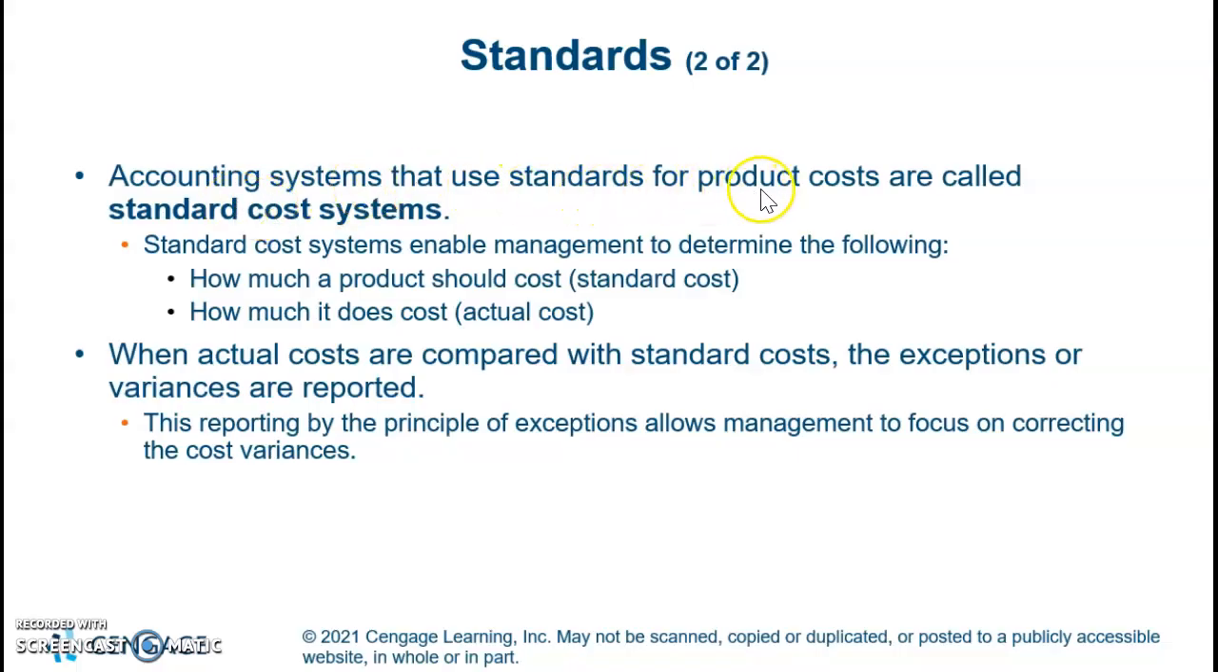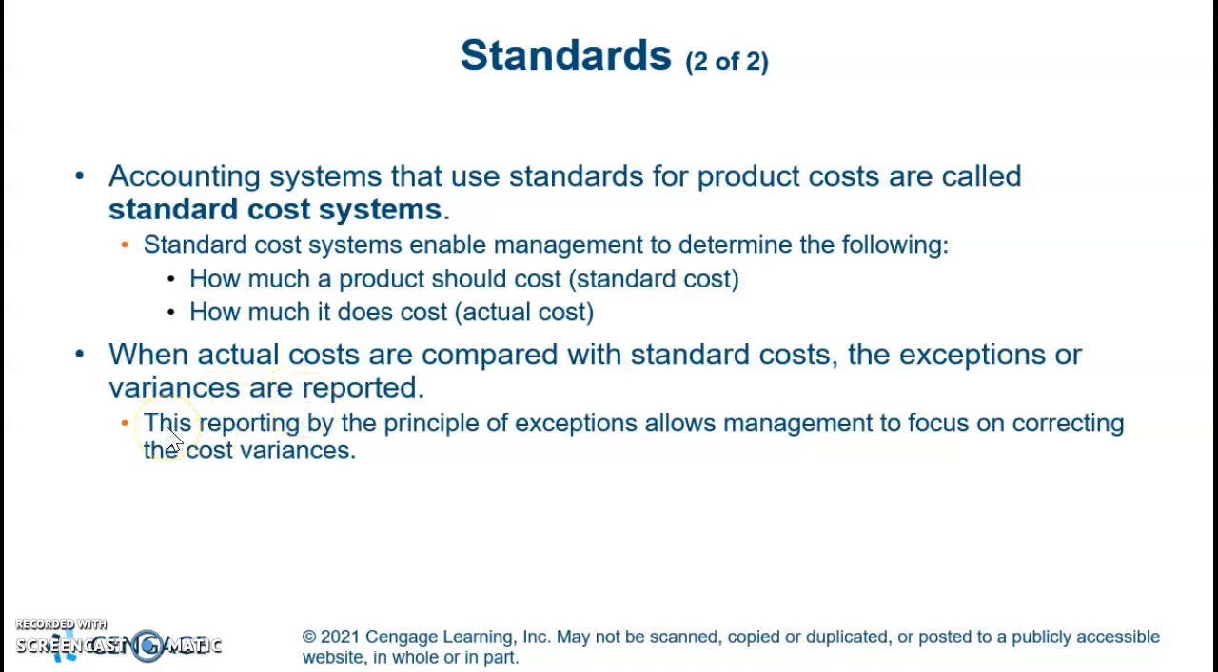Accounting systems that use standards for product cost are called standard cost systems. And this just means we're going to determine how much a product should cost, that's your standard cost, and compare it to the actual cost. Any difference in what it should cost and the actual are going to be called our variances. When actual costs are compared with standard costs, the exception or variances are reported.